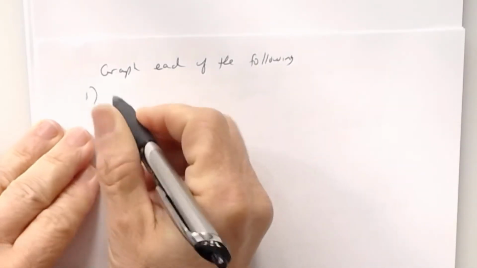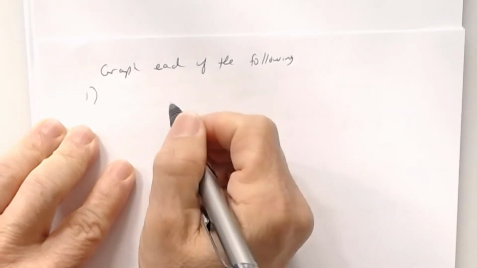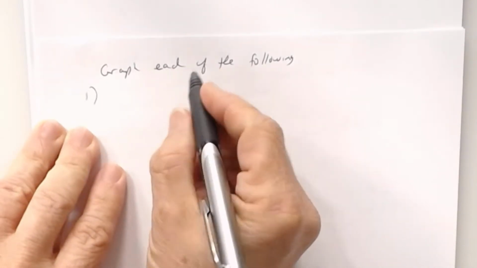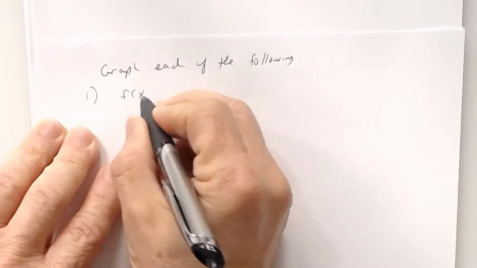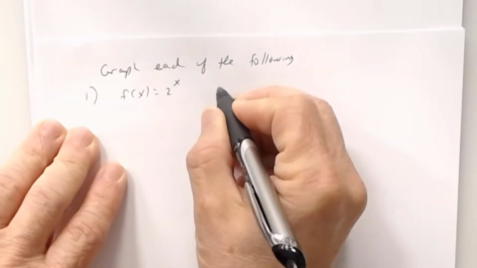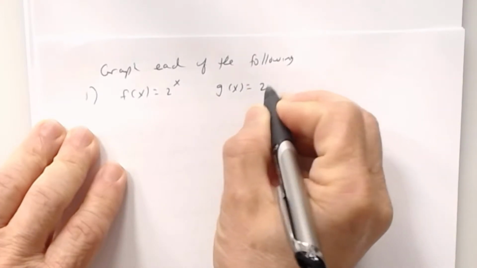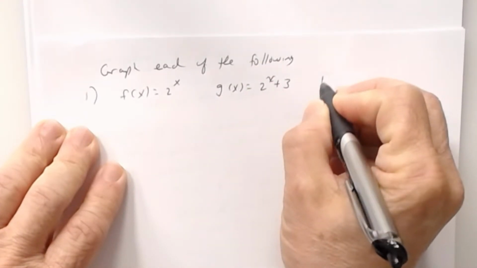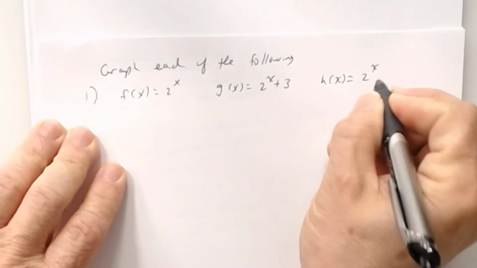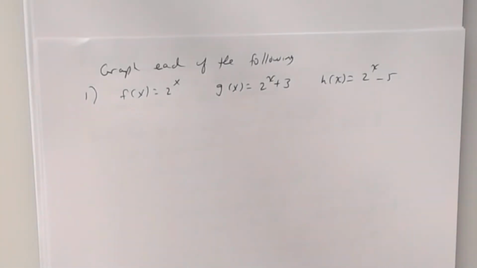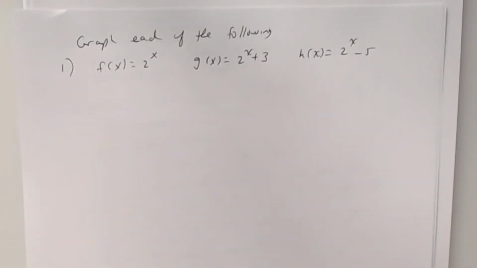Okay, number 1, I'm going to give you 3 functions. I'm going to write down 3 functions, and we're going to graph each one separately. So f of x equals 2 to the x, g of x equals 2 to the x plus 3, and h of x equals 2 to the x minus 5. So in all cases, what do they have in common? The base raised to the power, right? 2 to the x, 2 to the x, 2 to the x. So h of x is 2 to the x minus 5.